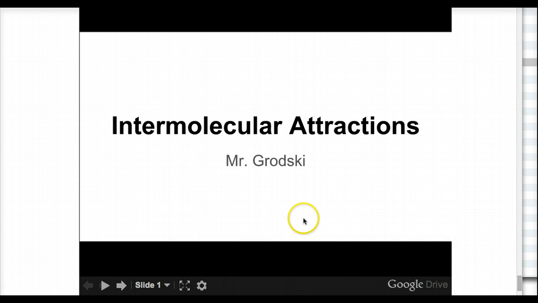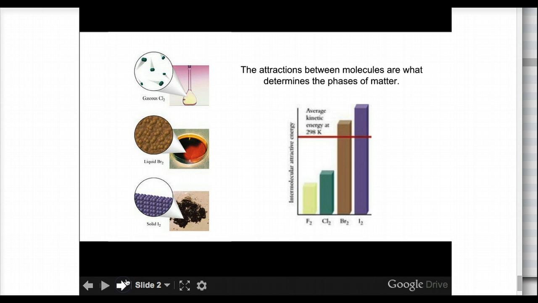So in this lecture, I'm going to review the intermolecular attractions that we need to know for college chemistry, AP chemistry, or general knowledge of science. Why not? So in any case, we have to understand that intermolecular attractions are the attractions between molecules. They're not the attractions inside of molecules. They're not the bonds.